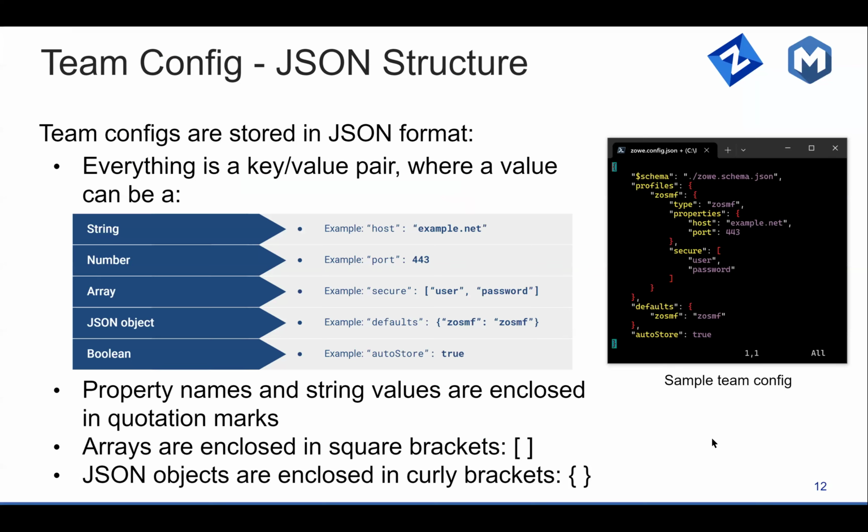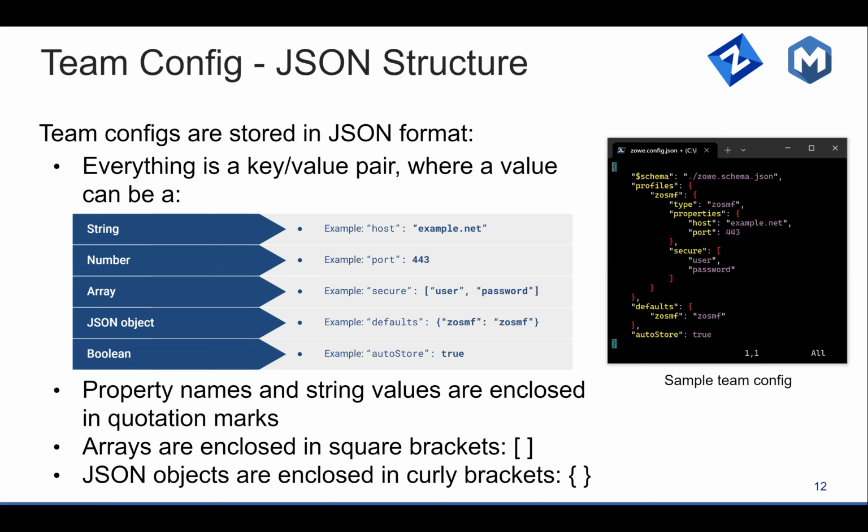So probably the most important thing about team config is that it is a JSON file. And a good way to think of JSON syntax is that everything is effectively a key value pair, where a value can be several things, including a string, as you can see for the host address. It could be a number, like port, where 443, you can see, is not in quotation marks. A value could be an array.